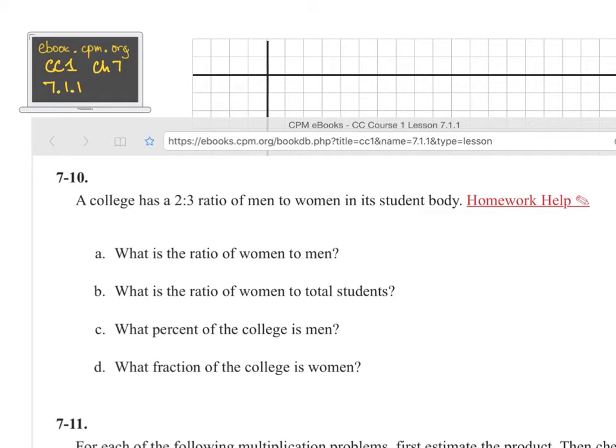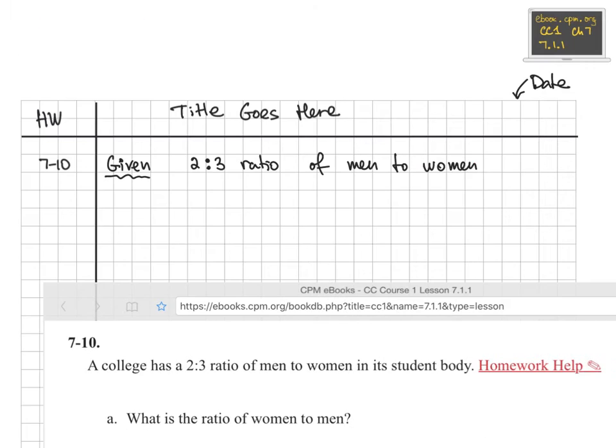If you'd like to read it yourself, go ahead and pause the video, but I'm going to read it out loud. A college has 2:3 ratio of men to women in its student body. Example A, what is the ratio of women to men? So right now I'm going to pause and go back and figure out what is the main information, and I'm going to set up my page as well.